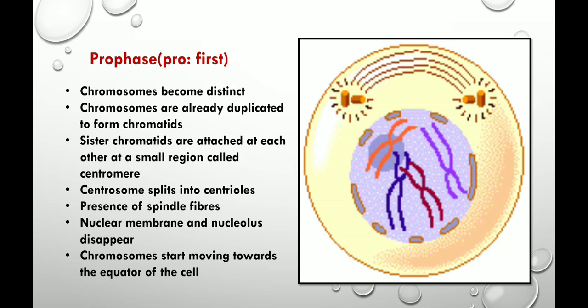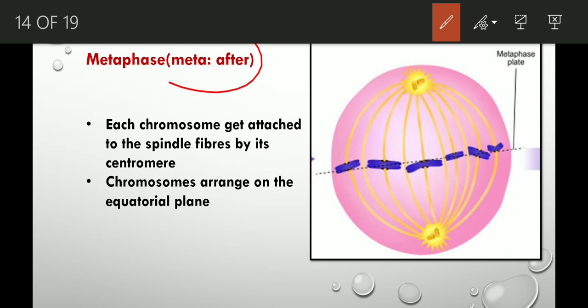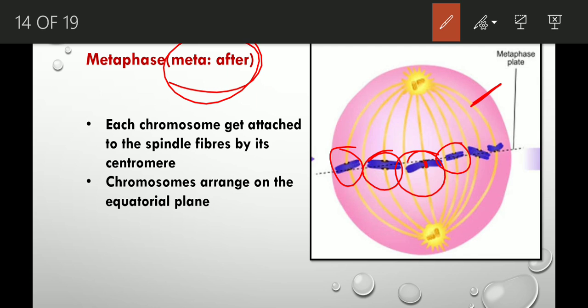Clear? Next phase is metaphase. Meta means after. As it comes after prophase, that's why it is known as metaphase. Here what happens? Each chromosome gets attached to the spindle fibers by its centromere. See, each of the chromosomes gets attached to the spindle fiber. Each one of them gets attached to the spindle fiber with the help of the centromere.